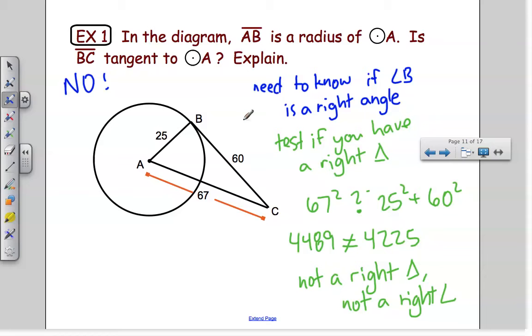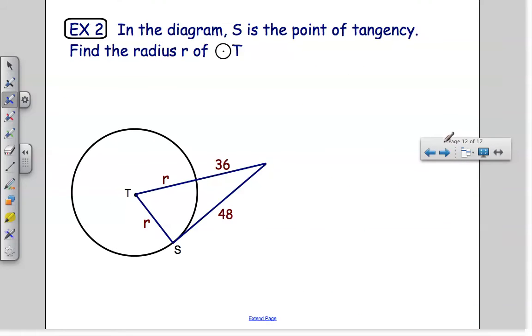Okay, that radius would have to form a right angle to that point of tangency. So kind of cool that we have this foolproof method now. This here is actually probably one of the toughest examples today. It says in the diagram S is the point of tangency. If S is a point of tangency, then this line segment is a tangent line.